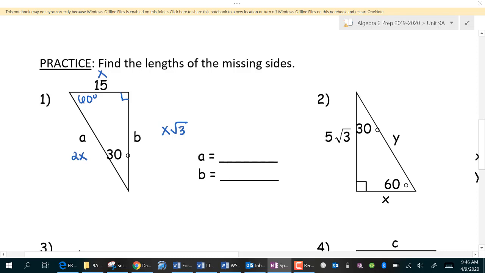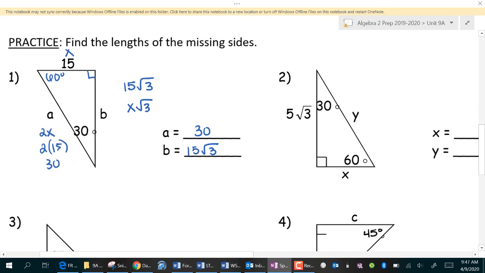So if I know that X equals 15, I can just substitute this in everywhere else. So across from that 60-degree angle must be 15 square root 3, and then across from the 90-degree angle is 2 times 15, or 30. So side B was 15 root 3, and side A was 30.